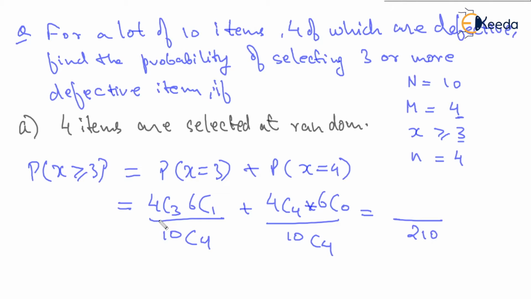4C3, nC(n-1) is n, so 4C3 is 4. 6C1, nC1 is also n, so 6C1 is 6, so 4 into 6, that is 24, and 4C4, nCn, is 1 and nC0 is also 1, so 24 plus 1 is equal to 25. So this is 0.119. For your reference, nC0 is 1, nCn is 1, nC(n-1) is n, nC1 is also n.